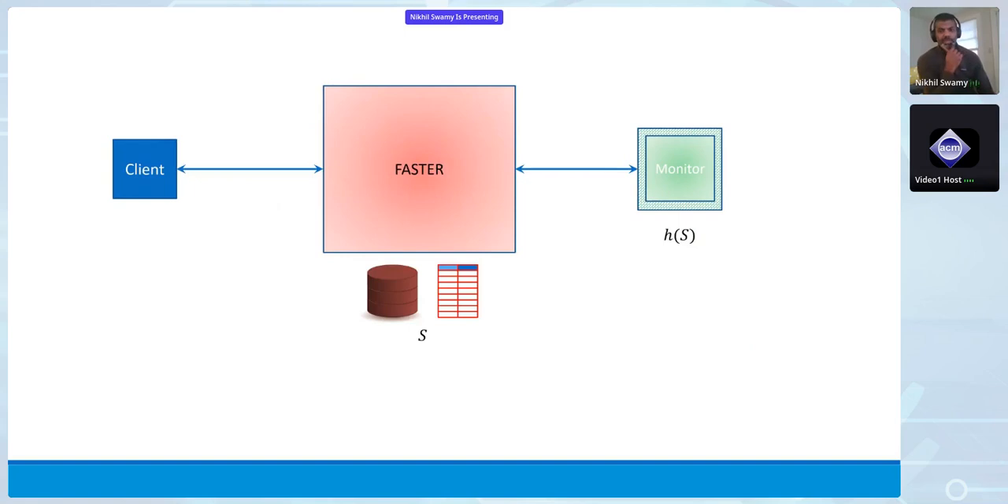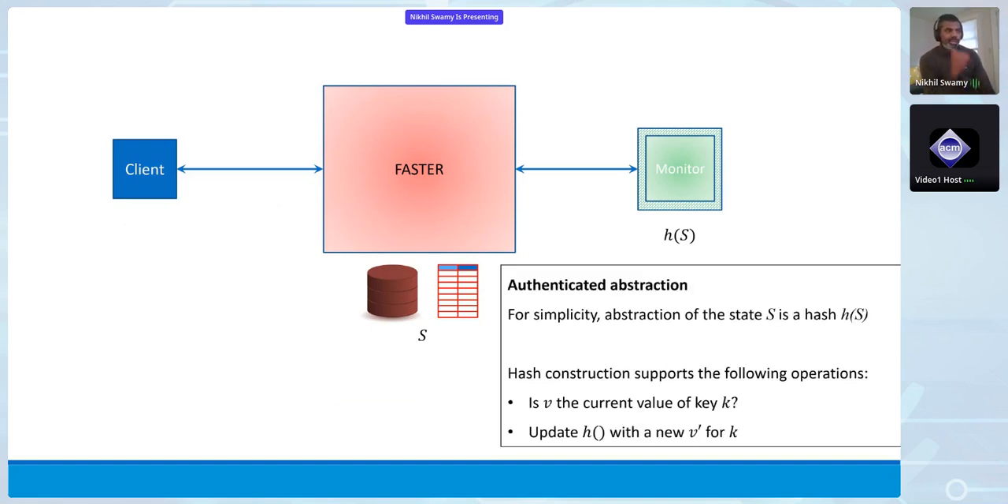Just to give you a sense of how this works, let me take a really simple straw man example. I said the monitor maintains this authenticated data structure, abstracting the service's state. So for the moment, let's just think of this authenticated data structure as a hash of the entire state of the service. And this hash has a couple of special properties. The hash construction supports the following operations.